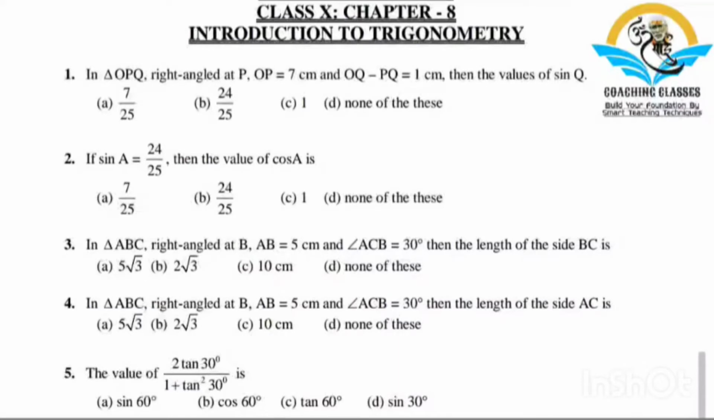Now we will see question number 2, that is sin A equal to 24 by 25. Then you have to calculate the value of cos A. This question you can solve by two different methods. First one is by using Pythagoras theorem, and second by using trigonometric identities. So by first method you have to draw a right angle triangle.